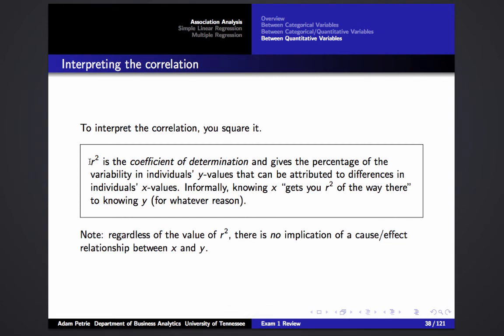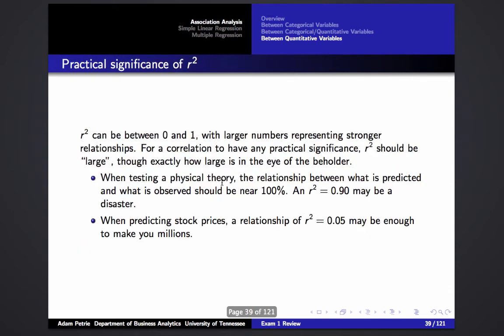All right, so to interpret the value of r, we actually square it. That's called the coefficient of determination, and it tells us something about how much variation in individuals' y values can be attributed to the difference in the x values. So the percentage of the variation in the individuals' y values in the data set that can be attributed to differences in the individuals' x values, that's what we're referring to as r squared. The other way to think about it is that, informally, if I know an individual's value of x, that essentially gets me r squared of the way there to knowing their value of y. Not a cause and effect sort of thing going on, but there just happens to be a relationship there.